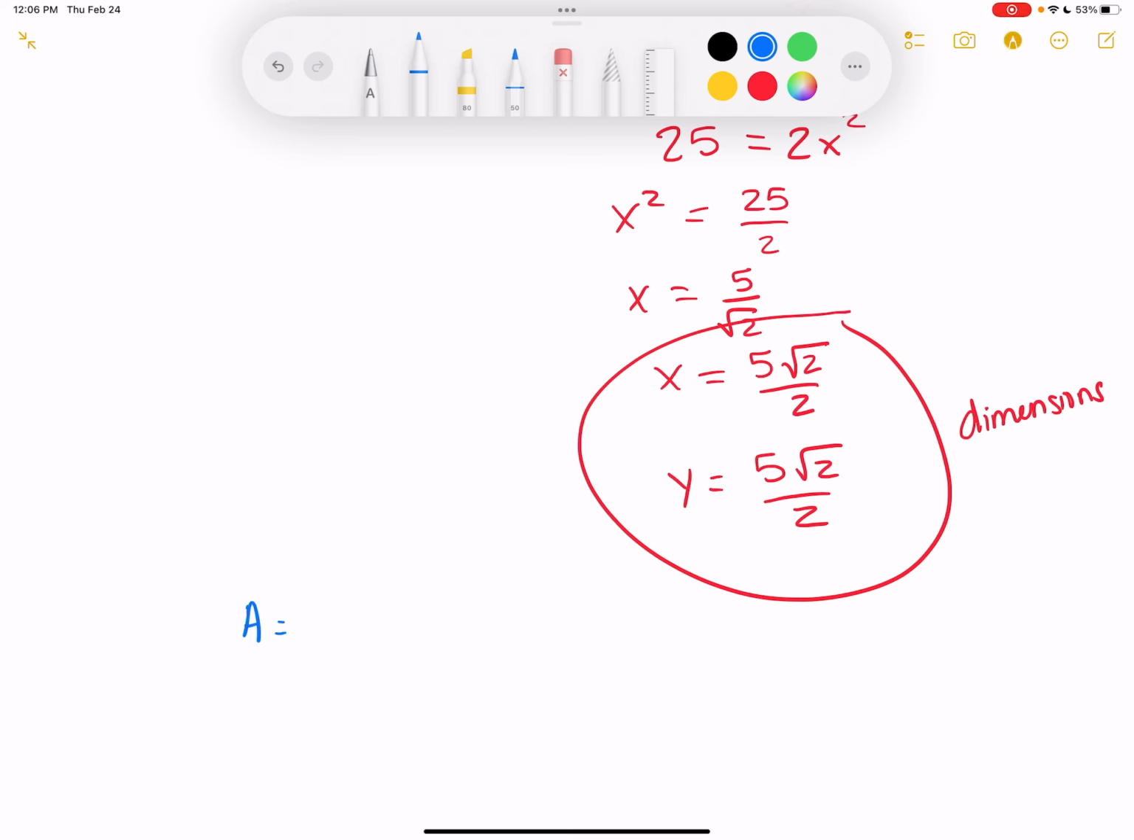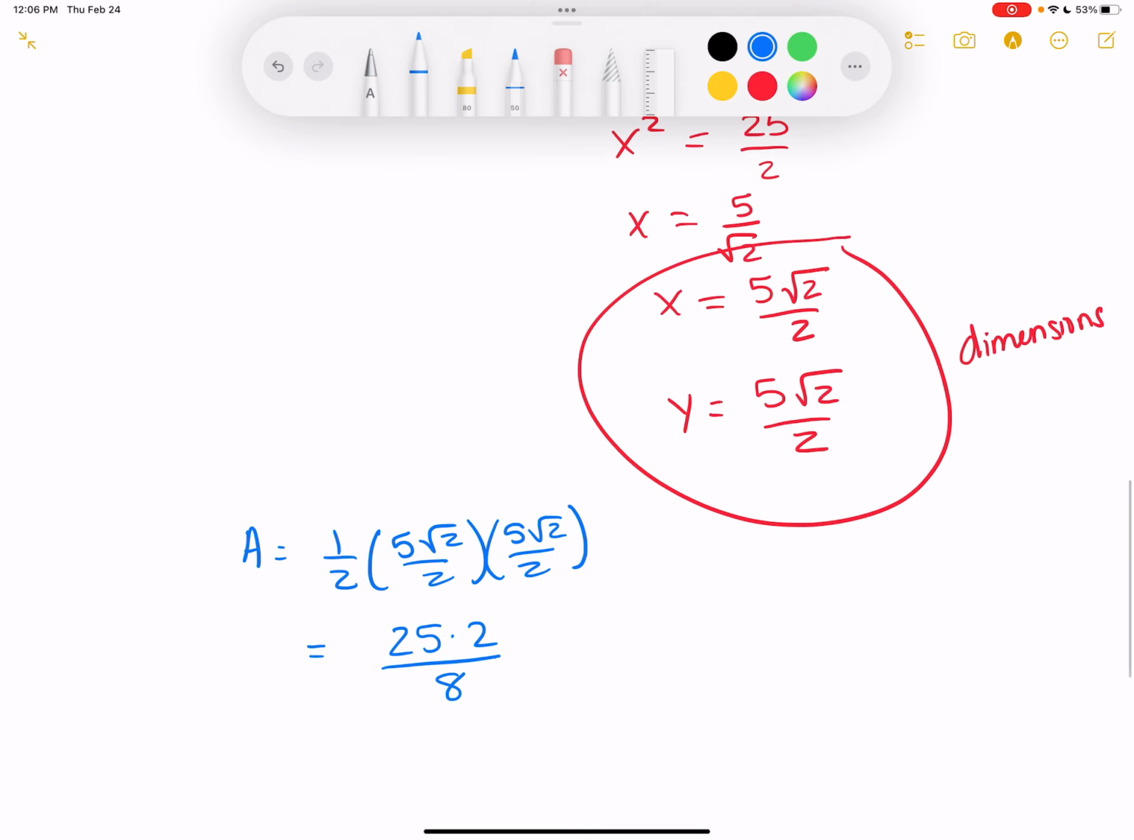So area is equal to 1/2 x times y for our particular case, so 5 root 2 over 2 times 5 root 2 over 2. So that's going to give me 25 times 2 on top over 8 on the bottom, which is going to give me 25 over 4, which reduces down to be something like 6.25 for my area.